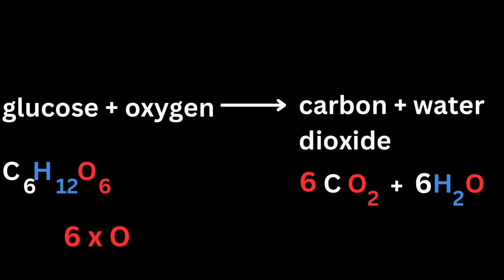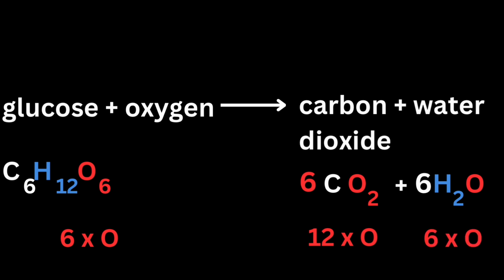Let's think about how many oxygen atoms we've got. In glucose, there's a 6 after the O, which tells us that there are 6 atoms of oxygen in glucose. But each carbon dioxide molecule contains 2 oxygens, and we've got 6 of them, so that means we'll need 12 oxygen atoms just to make the carbon dioxide. We're also going to make 6 water molecules, and each one contains 1 oxygen atom, so we're going to need another 6 oxygen atoms, so we've got enough to make water. This means in total we need 18 oxygen atoms so that we can make all the carbon dioxide and water molecules we can.